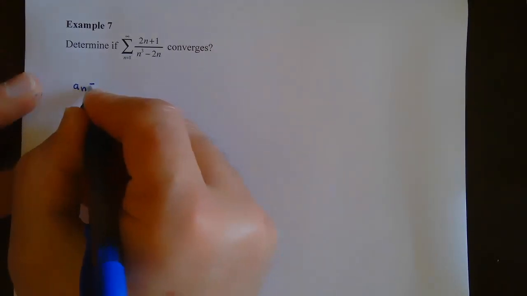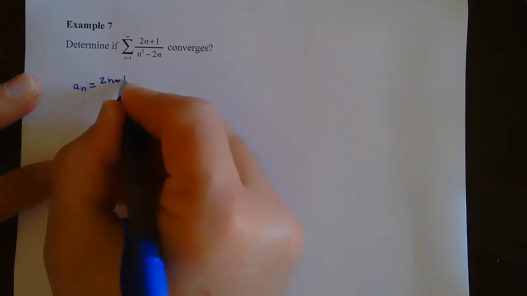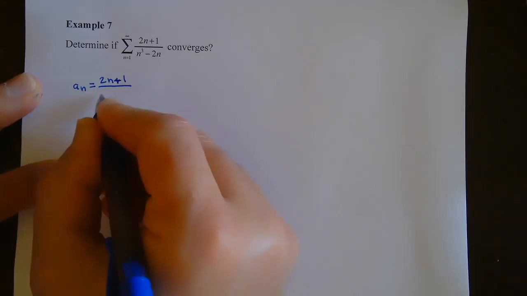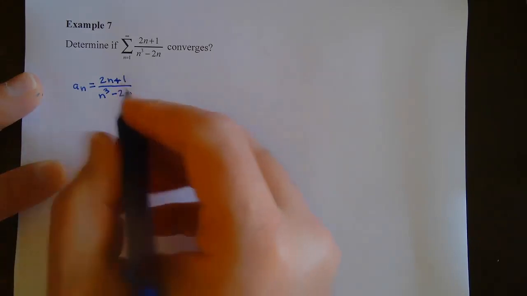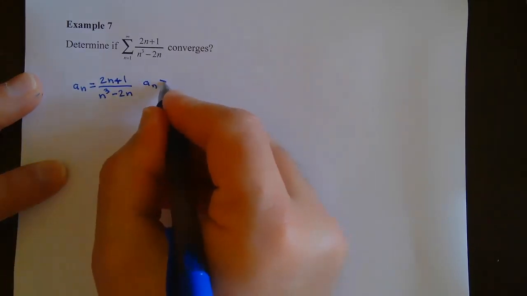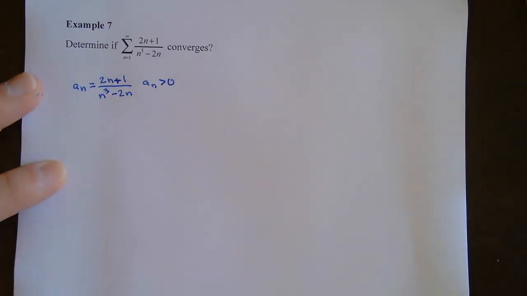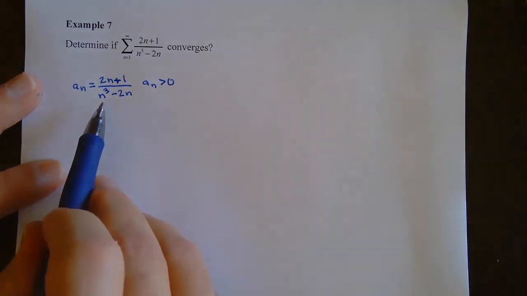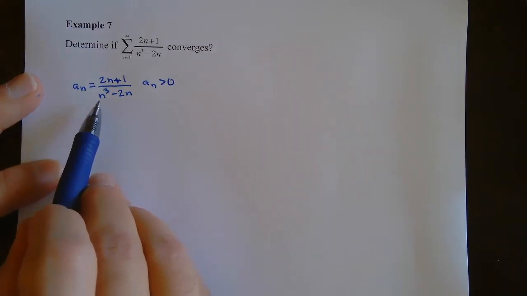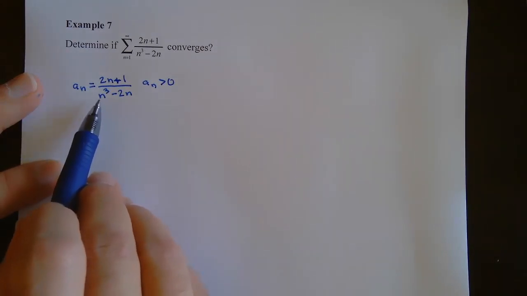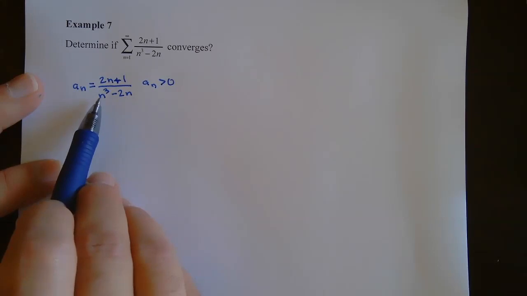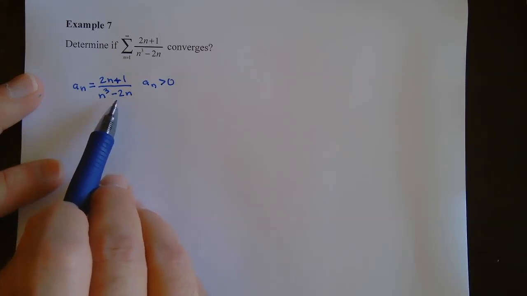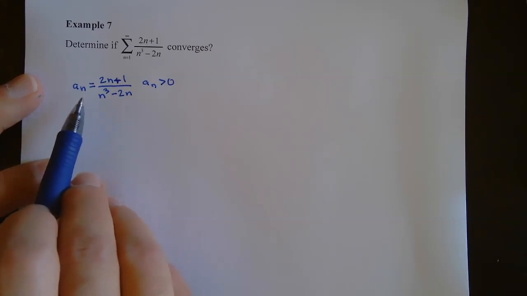So we know that a sub n is equal to 2n plus 1 over n cubed minus 2n, and a sub n is greater than 0. Now here's an example of it doesn't work for n greater than or equal to 1. Why? If we put 1 in here for n, 1 cubed is 1, minus 2 times 1, that's 2. So this would be 1 minus 2, and that would give us negative 1. Well, a sub n would not be positive.